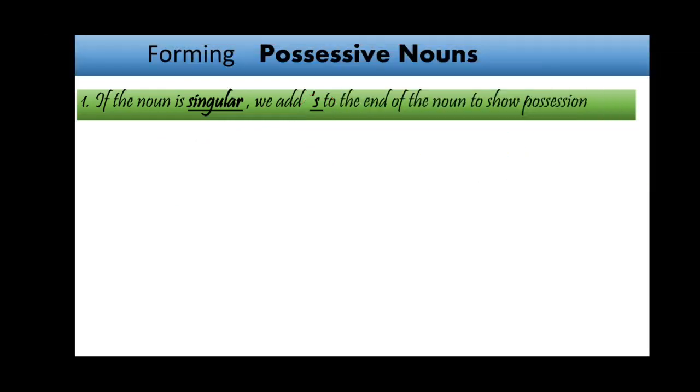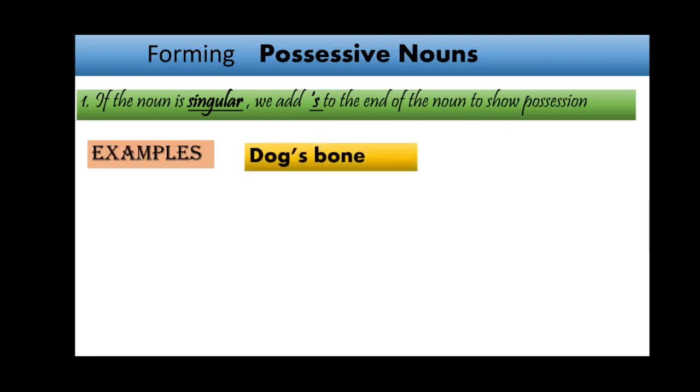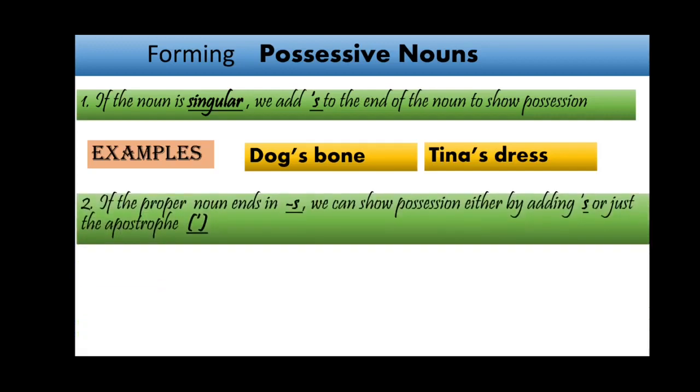Yes. So this was the first point. Let's have a look at the examples. Dog's bone. Here, dog is a singular noun, and we are simply adding apostrophe s. Tina's dress. Again, same as I gave in the example. Here also we are simply putting apostrophe s. Let's have a look at the second way of forming a possessive noun.